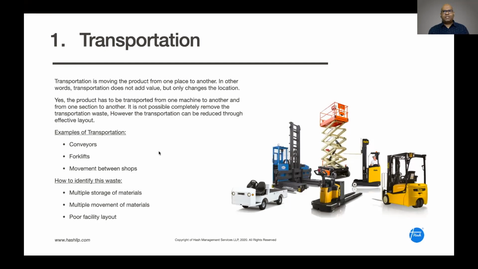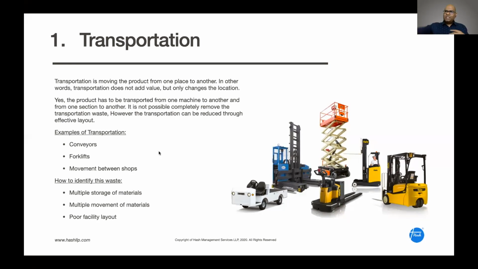And the transportation also has a side effect. It creates batches. Because the machines are located far away from each other, I cannot give the product one by one, right? So I have to necessarily create bins. Then I will have to create a batch size, right? Batches. And then I have to use material handling equipment like trolleys, forklifts, etc.